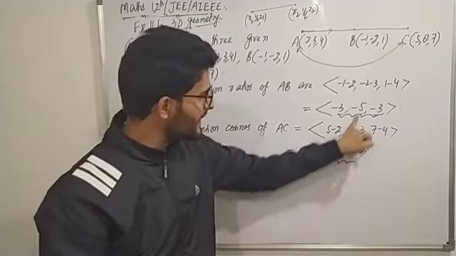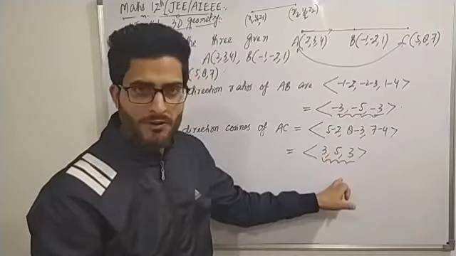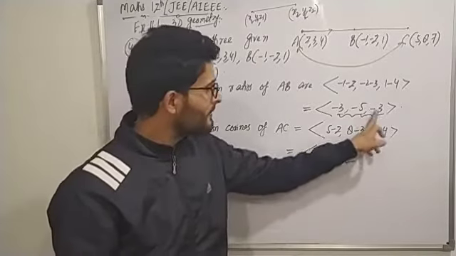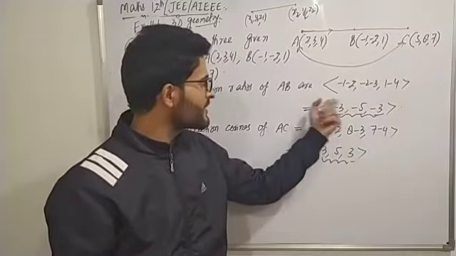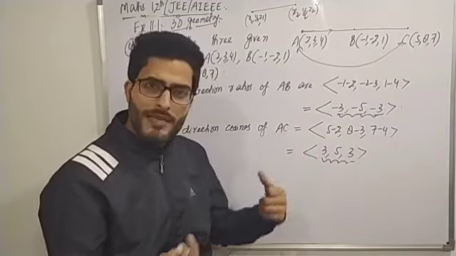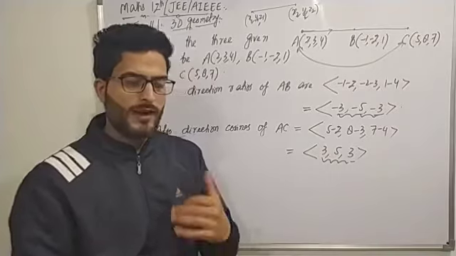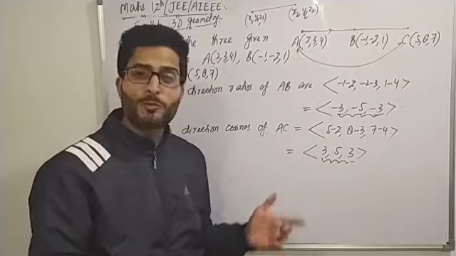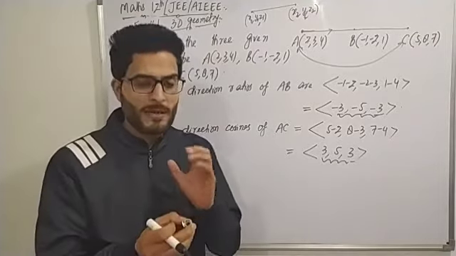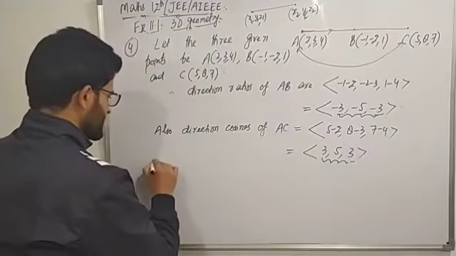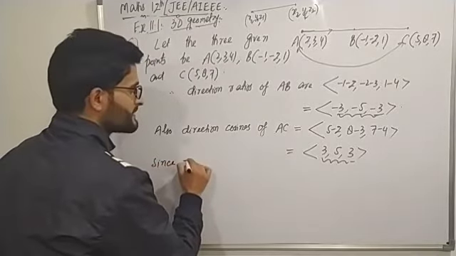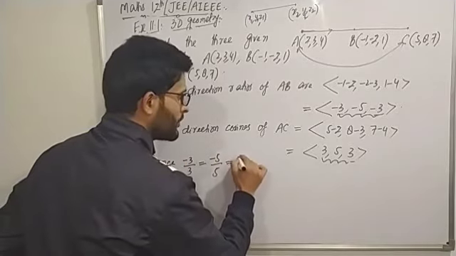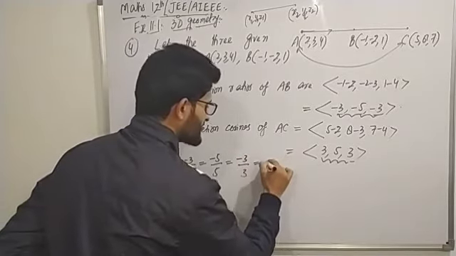So obviously they must be proportional. They must be in the same ratio, because -3 by 3 is -1, -5 by 5 is -1, -3 by 3 is -1. So the direction ratios of AB and AC are in the same ratio, means they are proportional. And when the direction ratios of two lines are proportional, they must be parallel. But it is impossible for AB and AC to be parallel as they have the same initial point A. So here we mention that -3 divided by 3 must be equal to -5 divided by 5 must be equal to -3 divided by 3 and all must be equal to -1.